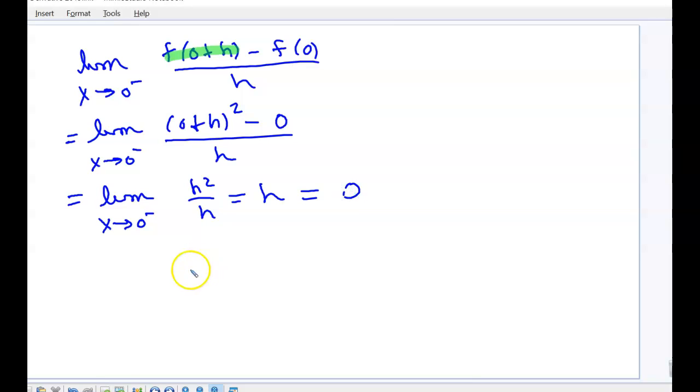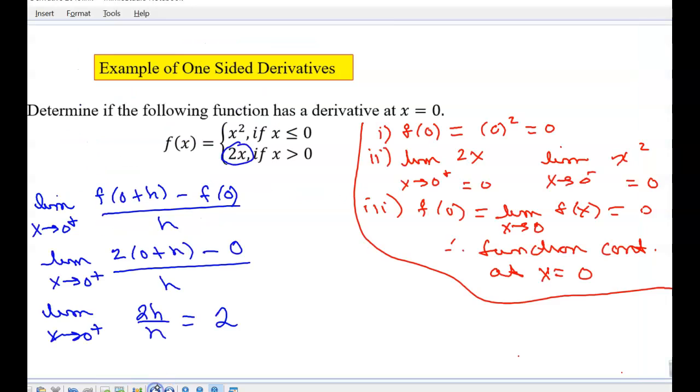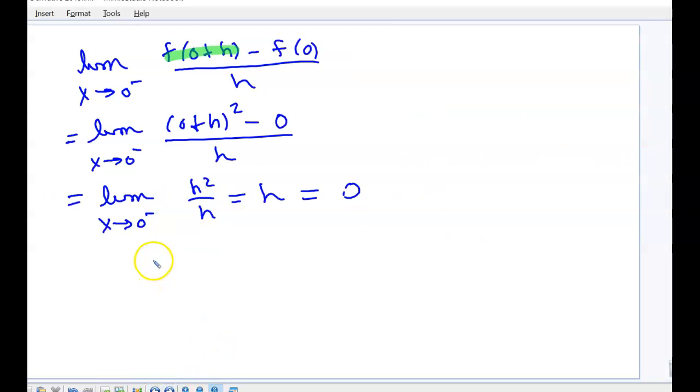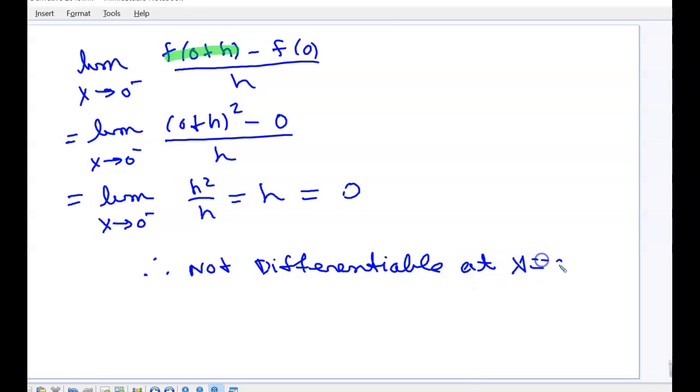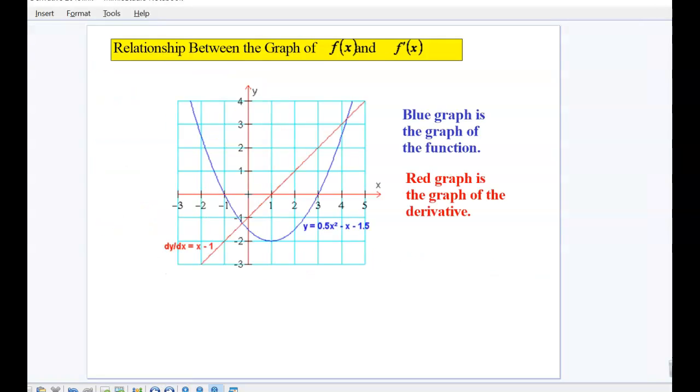So therefore, the derivative from the right of my function was 2, and from the left it was 0. So the function is not differentiable at x equals 0. We'll talk more about this in section 3.2, but I just wanted to introduce you to this concept earlier in the unit. Okay, let's take a look at the relationship now between the graph of f of x and f prime of x. We're going to do a lot of this later on in the course, but again, I'd like to just introduce you to this concept early.